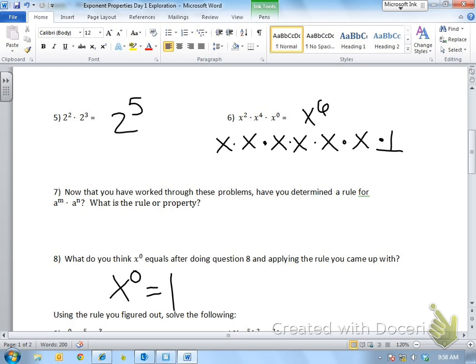And then we came up with our rule. If we're multiplying a to the m times a to the n, we add the exponents. So there's our 2 rules so far. We're going to add a third one. These are the 2 rules that we're trying to focus on today.